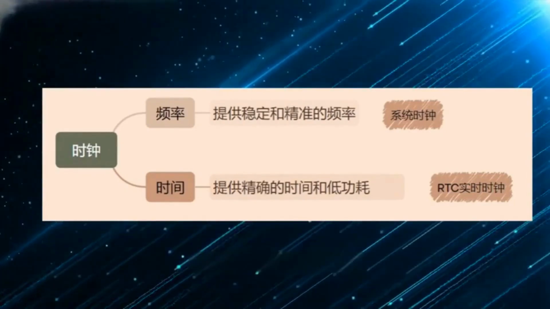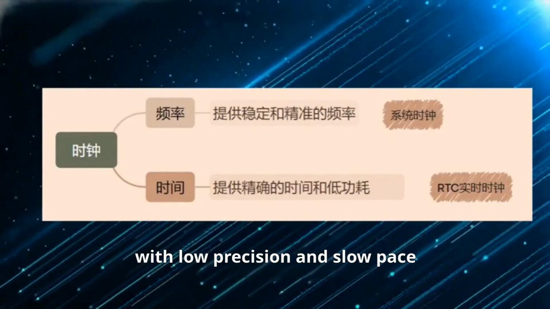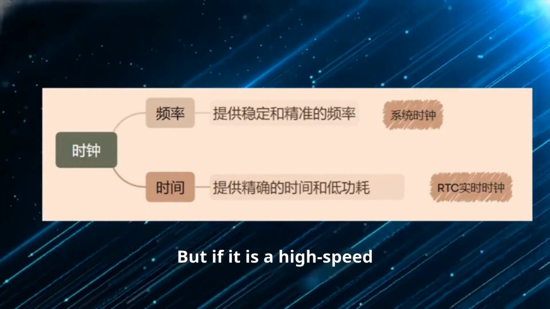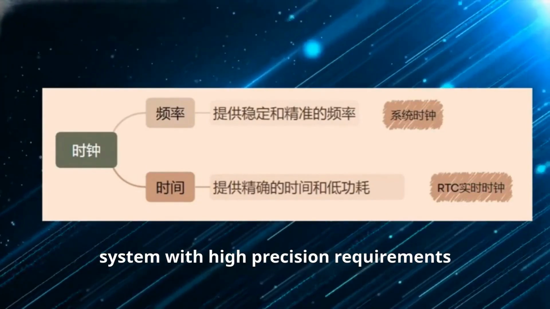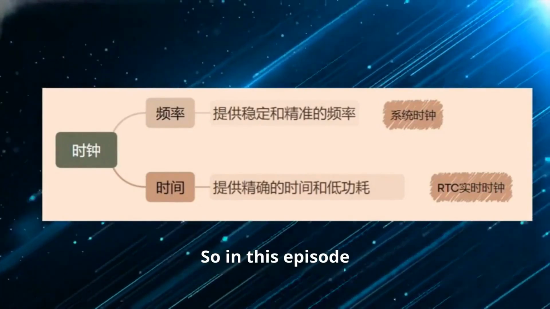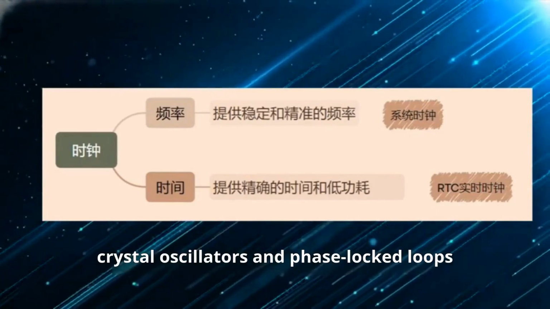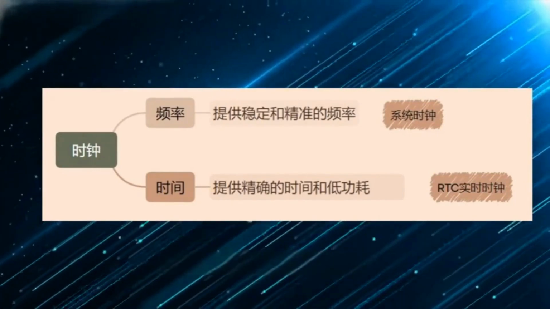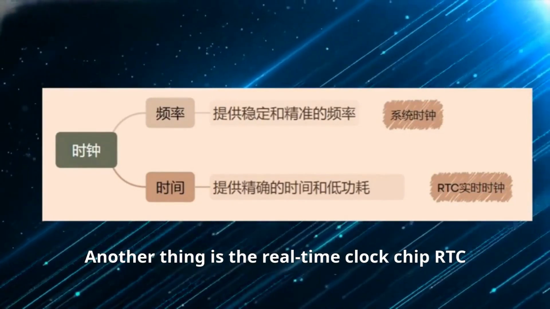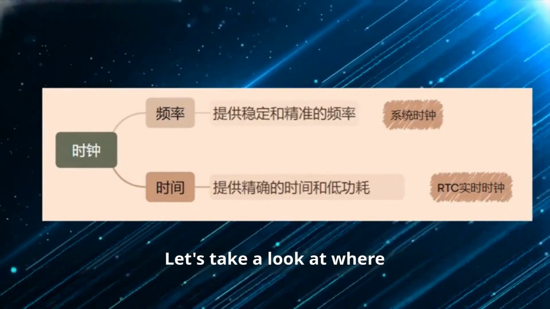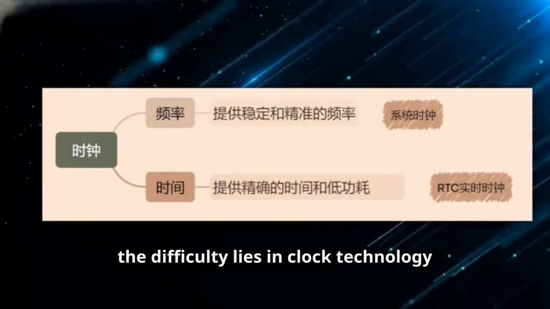Although it sounds simple, it is indeed not difficult for scenarios with low precision and slow pace. But if it is a high-speed system with high precision requirements, then it's not that easy. So in this episode, let's talk about the mainstream clock elements, that is, crystal oscillators and phase-locked loops. Another thing is the real-time clock chip. Let's take a look at where the difficulty lies in clock technology.